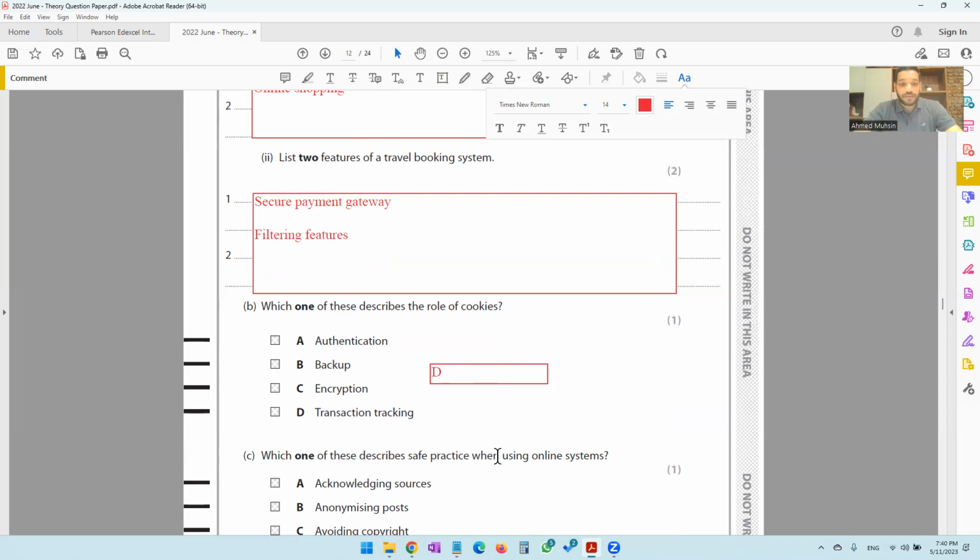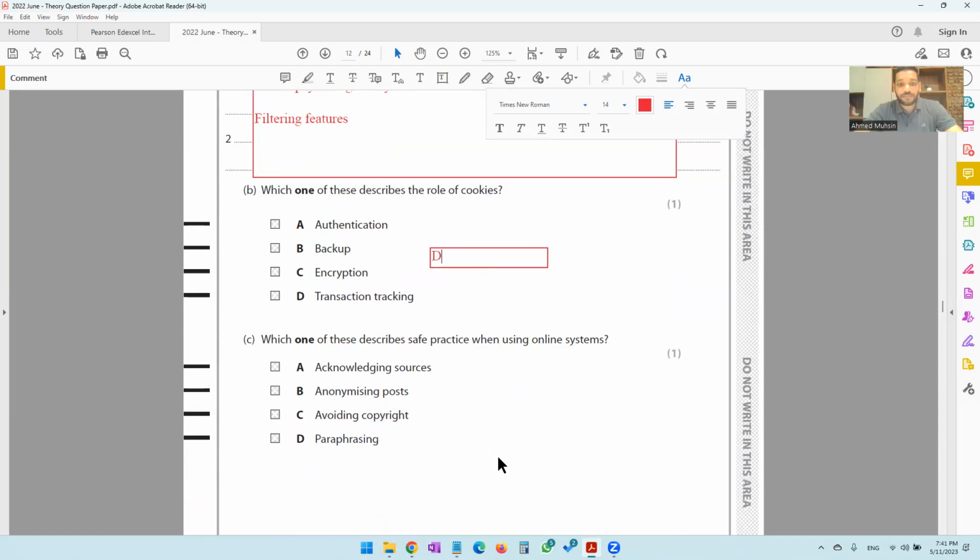Okay. Which one of these describes safe practices when using online systems? So when using online systems, if you were to go through these 4 answers, acknowledging sources is a good practice when you're using information, where you give credit to the place that you took the information from. Avoiding copyright is also when you're using the information. Paraphrasing is also when you're using the information.